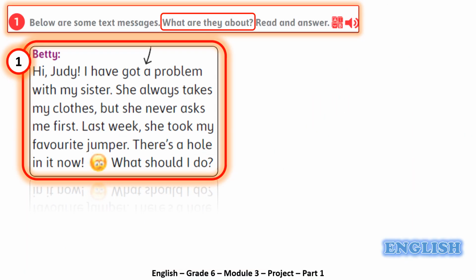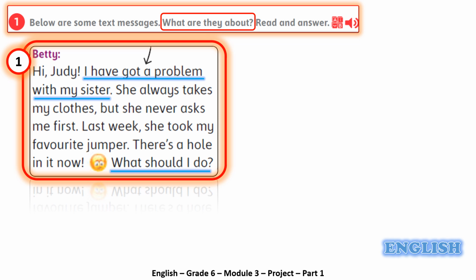Let's start with the first text message, which is written by Betty. Let's read it together to answer the question. Hi, Judy. I've got a problem with my sister. She always takes my clothes, but she never asks me first. Last week, she took my favorite jumper. There is a hole in it now.